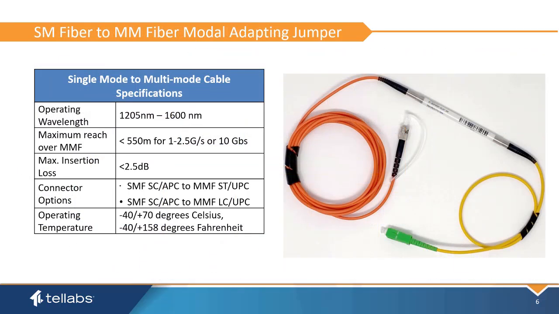Tellabs supports up to a maximum of 550 meters of multimode fiber for both GPON and XGS-PON signals using the fiber modal adapter. When planning, it is important to remember that this jumper creates 2.5 dB of insertion loss. The cable also comes with two connector options on the multimode side, ST and LC.